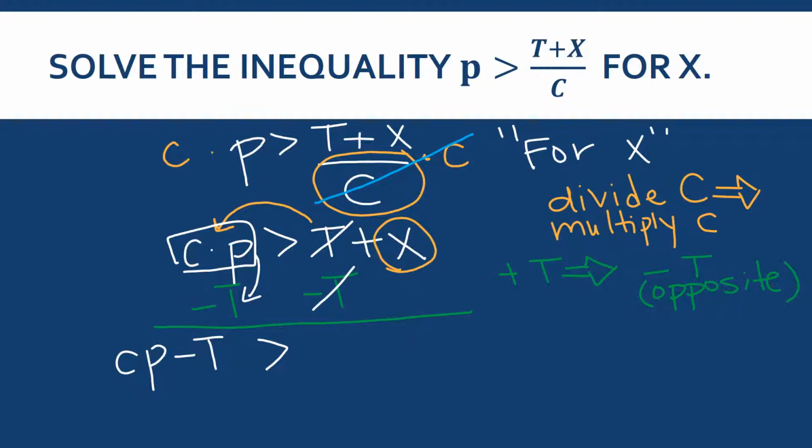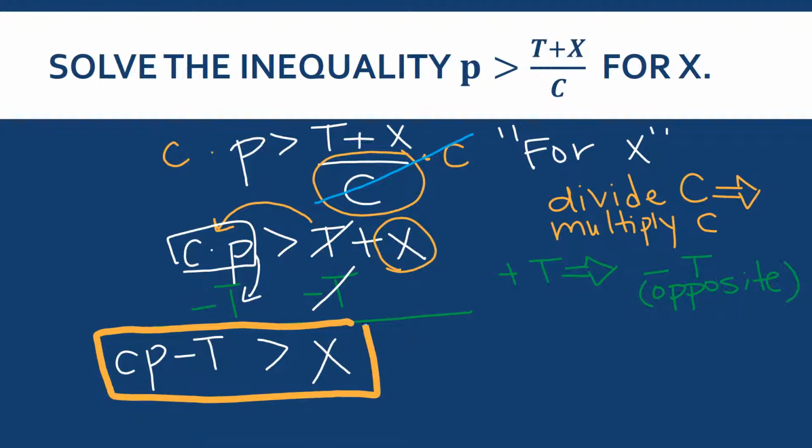The T minus T cancels. That becomes 0. It goes away. And then you're left with X. And all this question is asking you to do is solve to get X by itself. So this is your answer.